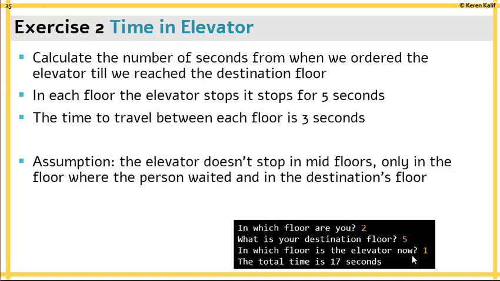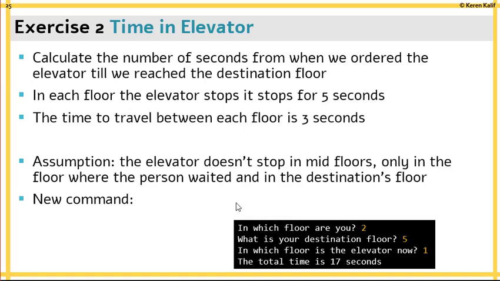So in that example, the elevator needs to come from floor number 1, where it is now, to floor number 2, to open the door for 5 seconds, and then travel from floor 2 to floor 5. And the time to travel between each floor is 3 seconds. So we need to make that calculation.